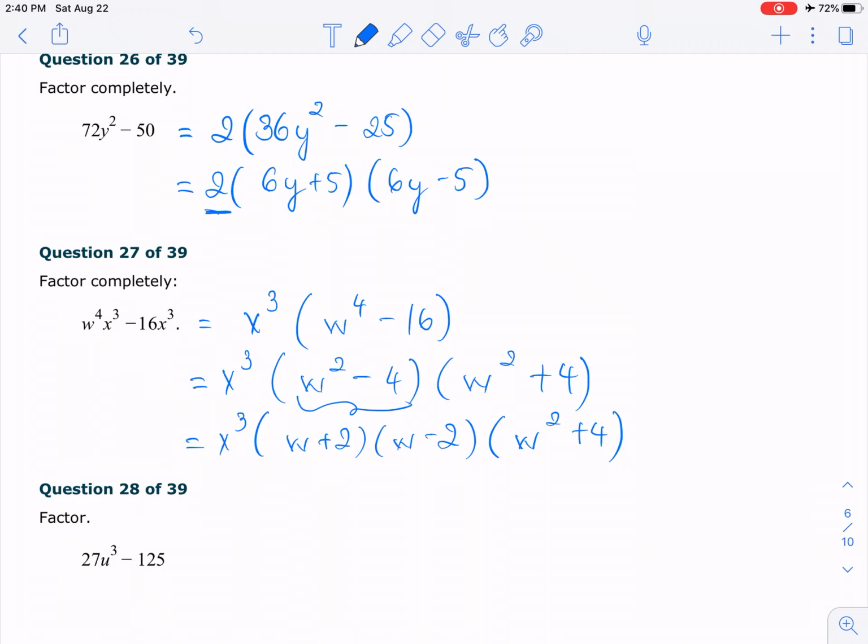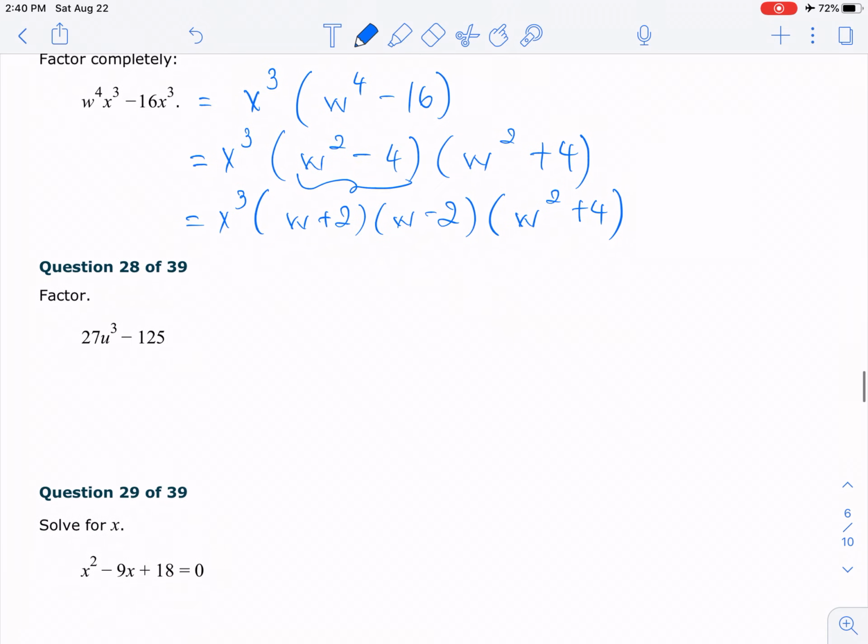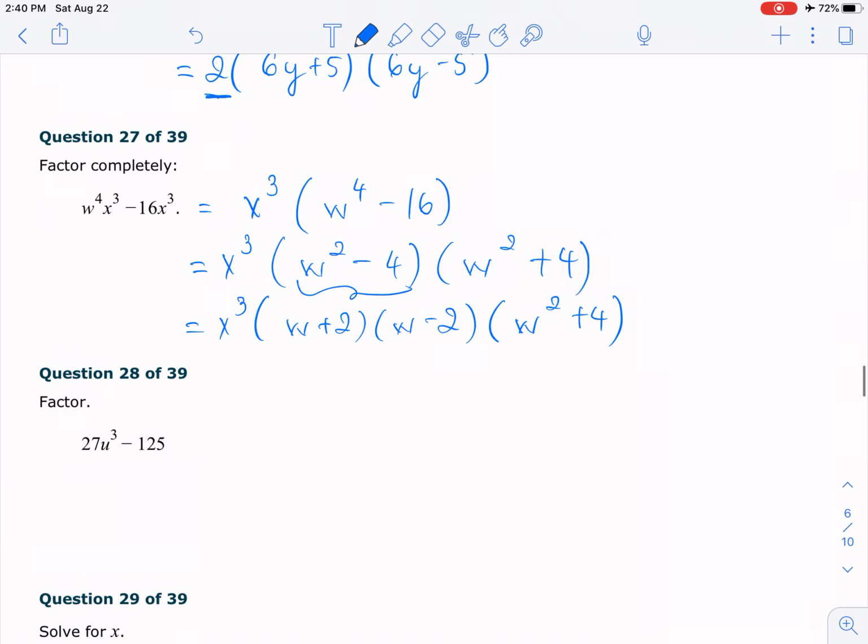Okay. All right. So moving on to number 28. Number 28, as you can see, we have the perfect cube. Okay. So when you have two binomials, there are 3 cases. You have the perfect square or you have the perfect cubes. The perfect cubes, there are 2 formulas for the perfect cubes. You have a cube plus b cube.